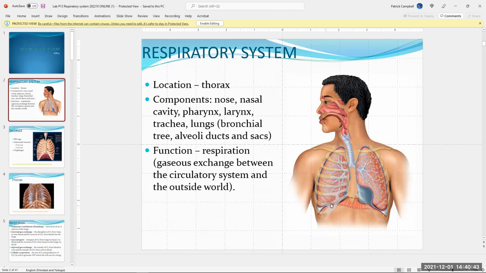What is this muscle down here? I forget. The main muscle associated with respiration. Diaphragm. Diaphragm, thank you very much. Right, so there's the diaphragm.